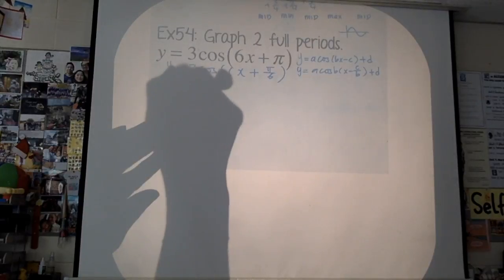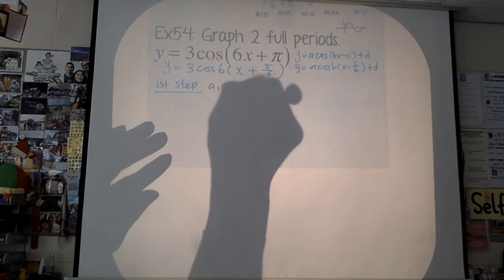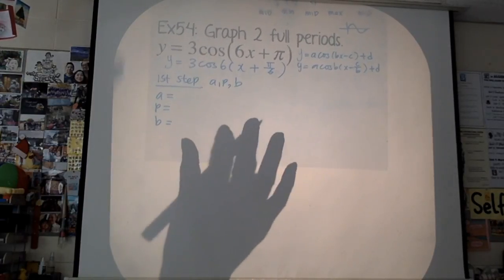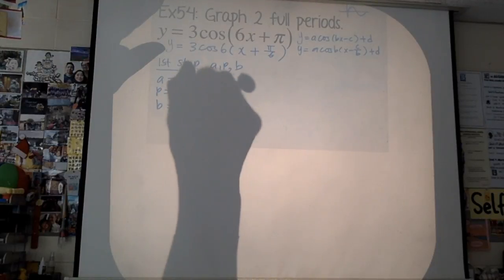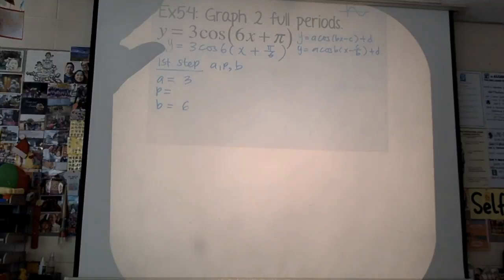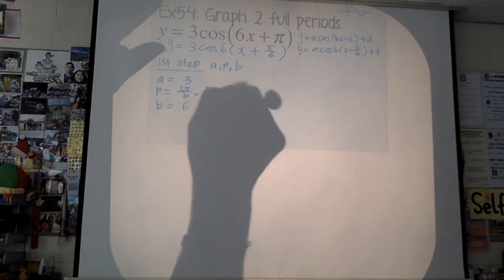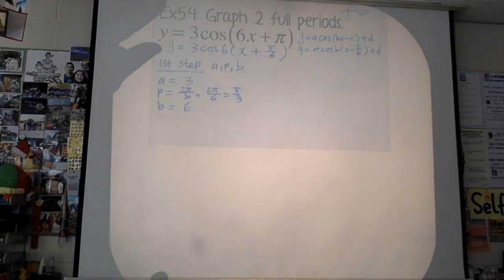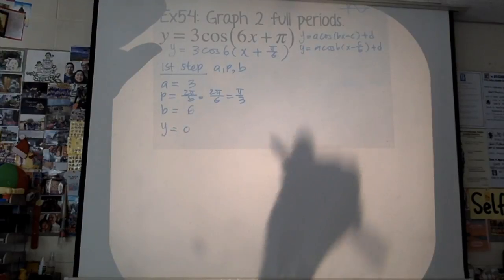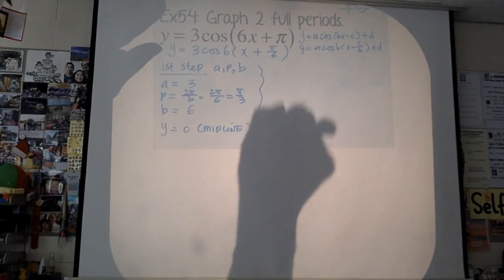Let's do the first step. Always keep it consistent. First step, a peanut butter plus the midline. Okay, your amplitude is 3. Your b is right here, right? Your b is now pulled out, so it's 6. Easy to see. And your period is 2 pi over b, but your b is 6, so it's going to be pi over 3. And your midline, was there a vertical shift? Nope, so it's going to be equal to 0. That's your midline. All right, this should become automatic to you after we do it a few times.